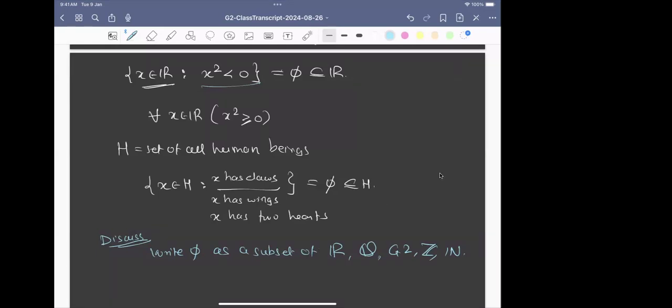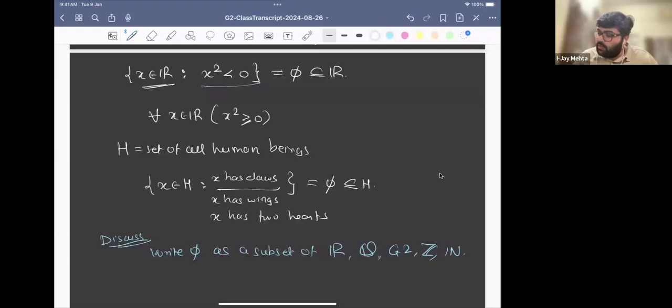Aisha's question: Sir, can you explain the question once again, please? If I want to write the empty set as a subset of Q, how do I write it? X belongs to Q such that I have to give some property, in such a way that no element is in the set. This set has to be an empty set. The property could be: X is all those real numbers whose square is less than zero. Is there any real number which satisfies this property? No. So it's an empty set.